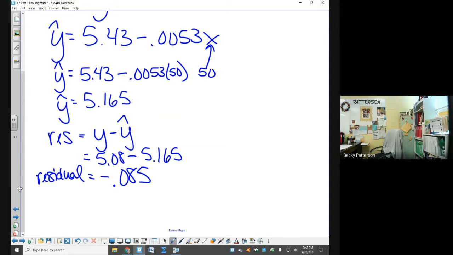So remember, y hat is what's on the line. Y is the actual piece of data, the dot. So if your residual is negative, then the y was below.